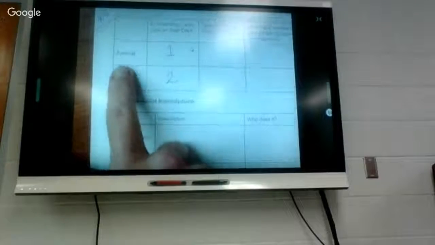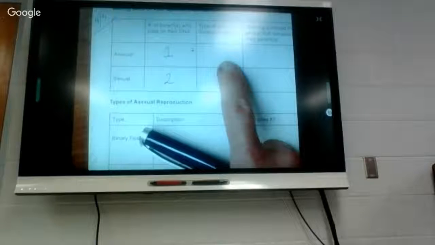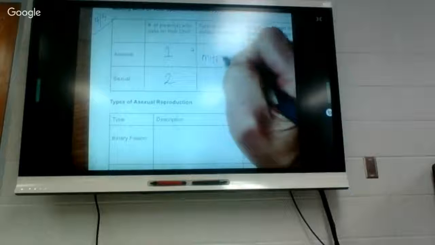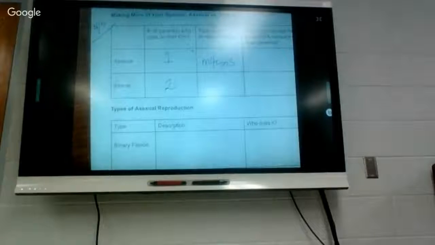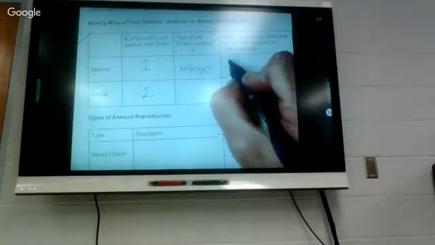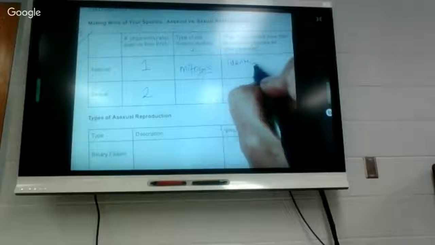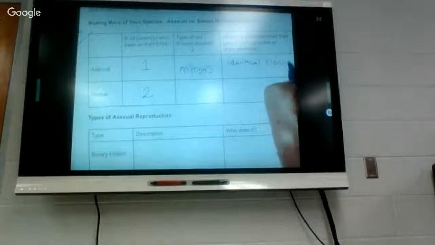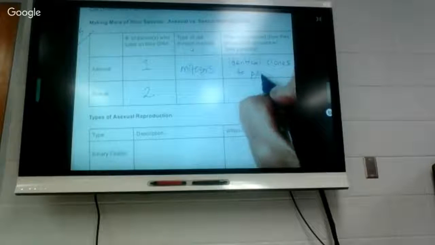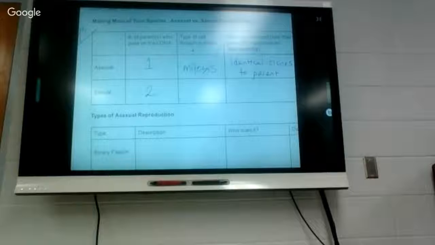All right, asexual, the type of cell division involved, mitosis. So we said that's how you make clone organisms because it comes from your own body cells. They're getting an exact copy of your DNA. Offspring produced would be identical clones. You only have 1 parent, so you're a clone to them.